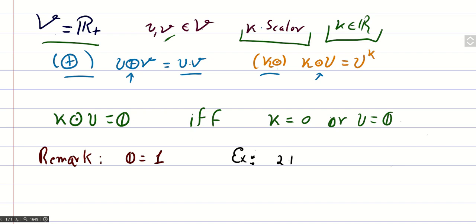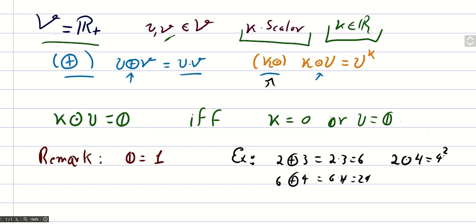With the summation, for example, 2 plus 3 will be actually 2 times 3, that is equal to 6, and 6 plus 4 will be 6 times 4, that is equal to 24. And the same happens with the scalar multiplication. 2 times 4 will be 4 squared, that is equal to 16, and minus 2 times 3 will be 3 to the power of minus 2, that is equal to 1 over 9.